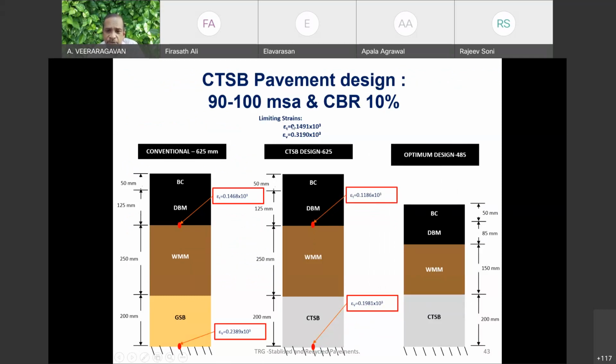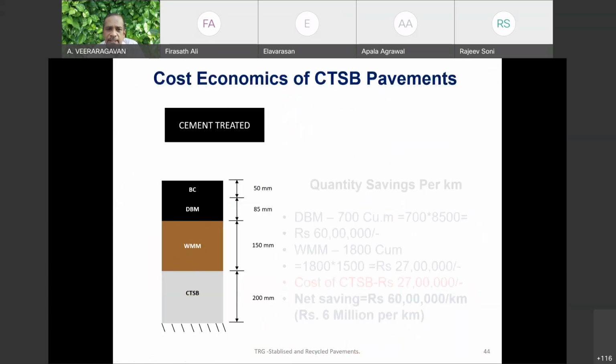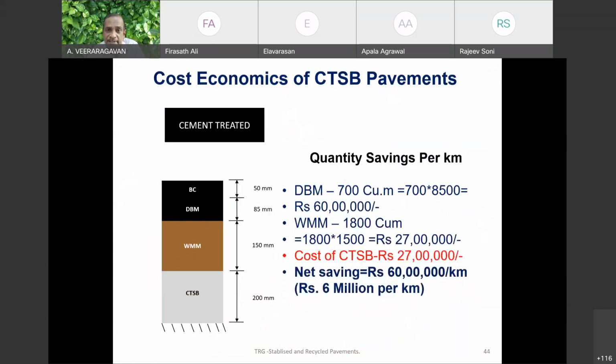So if the strain values are ensured to be within an allowable limit, you will find that I can save nearly 60 lakh rupees per kilometer. You can imagine the money that you can bring in. Will it perform better? Yes. Is it sustainable? Yes. So therefore, 6 million rupees savings per kilometer is a huge sum that can be brought in.